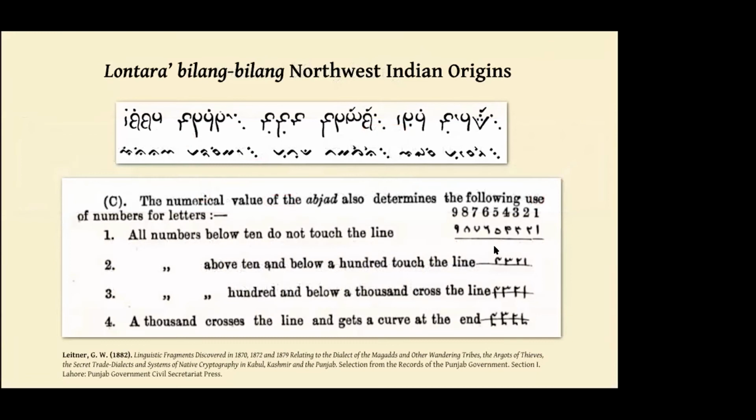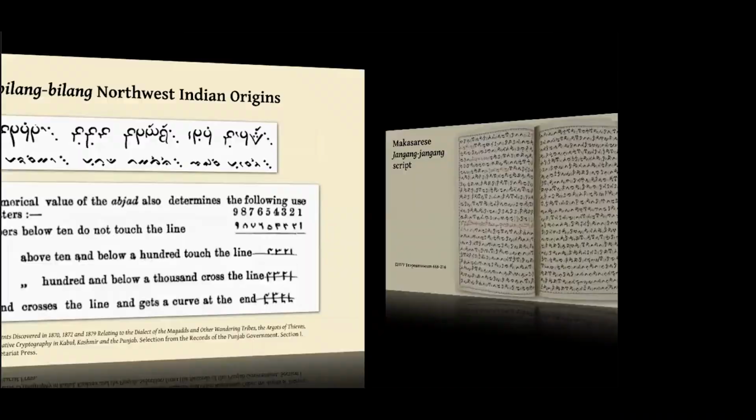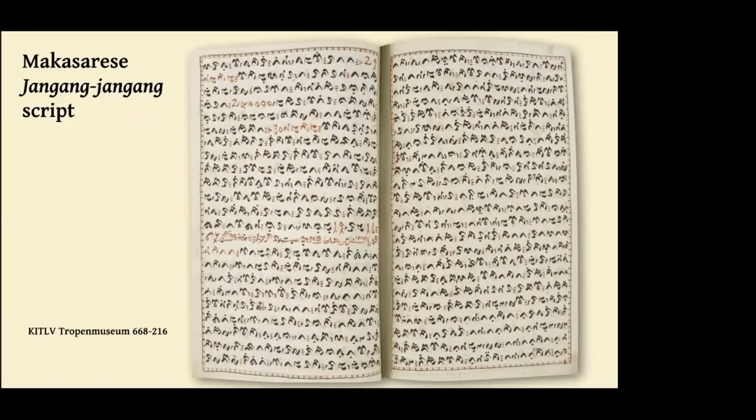And here's just to prove the origins. Lontara bilang-bilang also has Northwest Indian origins. It was invented as a cipher script there so that a combination of numbers could actually hide a message. Anyway, there's another script in South Sulawesi that works on the same principle. It's better known, the Makasarese Jangang-Jangang script.